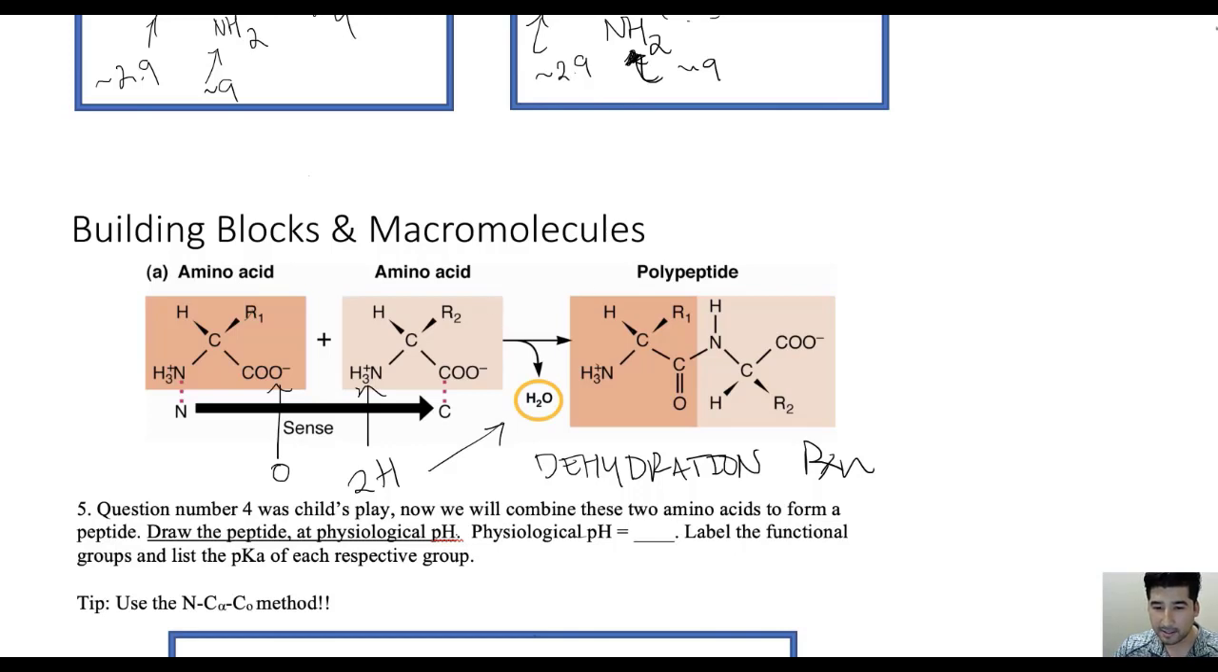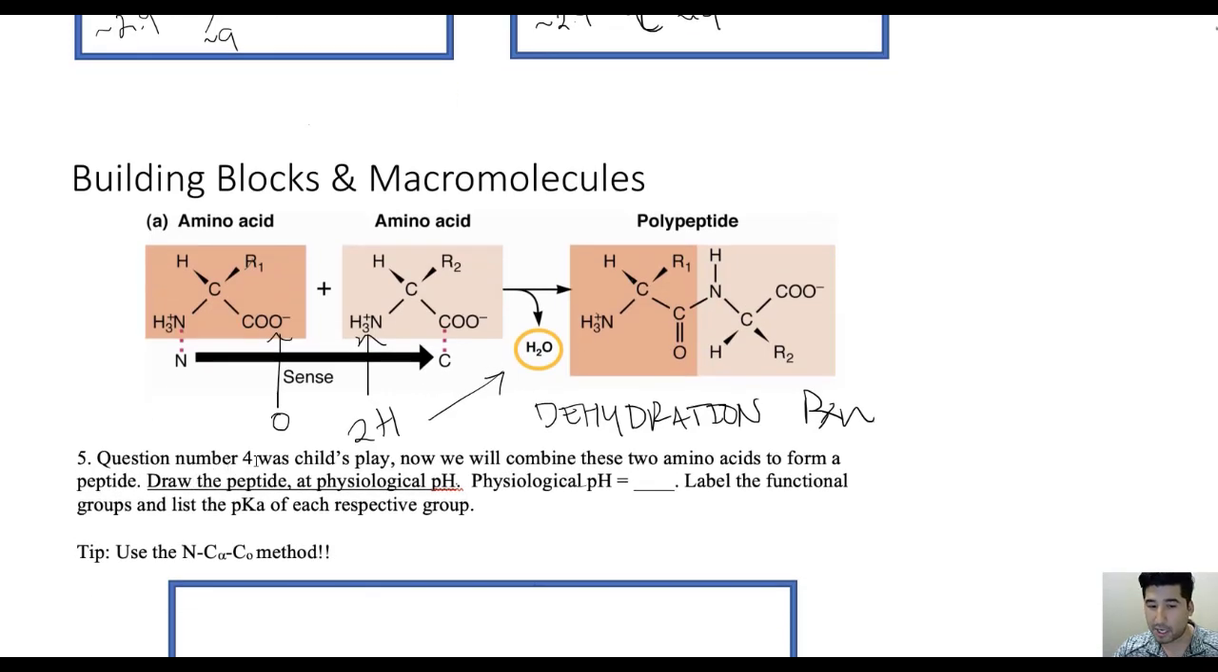So N, Ca, CO, and then because we have another amino acid attached, we have another N, Ca, CO. So NCACO is something that you need to remember in order to be able to draw polypeptides. So question number 4 was child's play. It was too simple. Now we will combine these 2 amino acids to form a peptide.